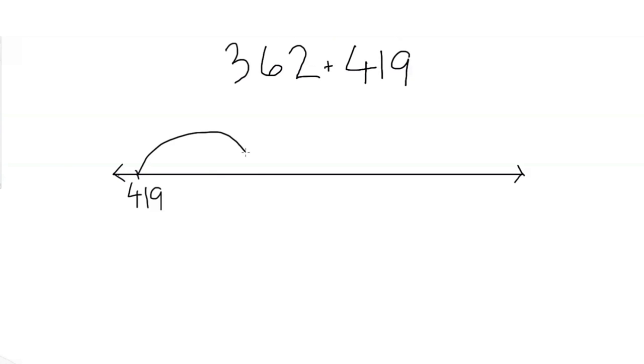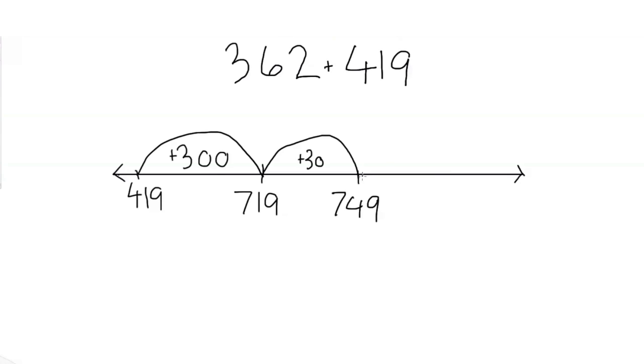Next, we jump from 419, 300 units to the right on our number line. We landed on 719. Then we jump 30 units to the right and landed on 749. After that, we jump 30 units again to the right and landed on 779. Finally, we jump 2 units more and we landed on 781, which is our answer.